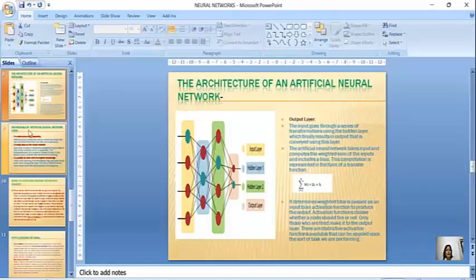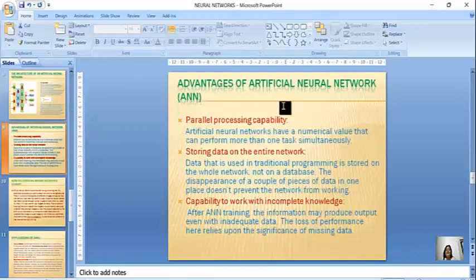Now, the next very important topic is advantages. You have to know, children, what the advantages of the artificial neural network are, and why we are using it nowadays in AI. So, number one is parallel processing. Already I have discussed that the artificial neural network is just a mimic of the human brain. So parallel processing is going on. That means in one way it is taking the inputs, in another way it is doing the processing. So an artificial neural network can perform more than one task simultaneously.